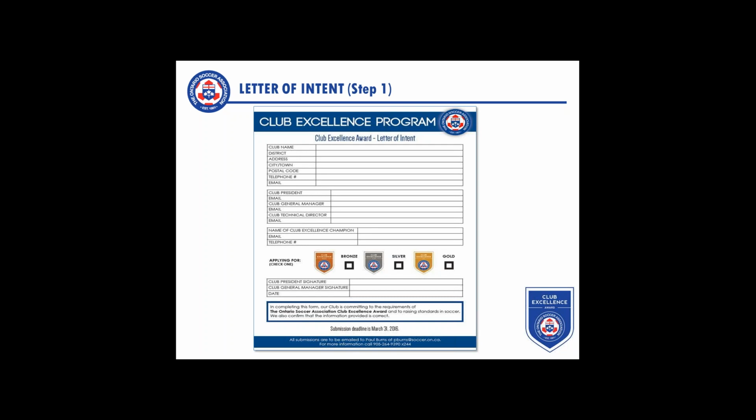So, relatively simple. We ask for your club information in terms of your address, phone number, email, club president, club general manager, executive director, somebody in that type of position, club technical director, and then the name of the Club Excellence champion, if it is somebody other than those three names, along with their email and phone number. We'll check which one you're applying for. And then we ask for two signatures, date it, and then send it in to me.